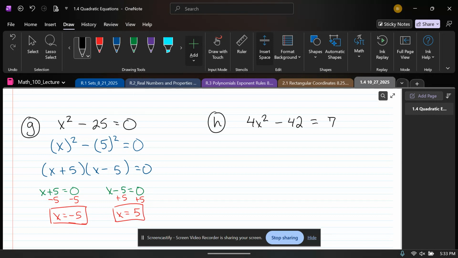Here's just a new one. 4x squared minus 42 is equal to 7. Yeah, get it equal to 0. That's kind of the idea of what we're going to try to solve by factoring. So get rid of that 7. So that's going to be 4x squared minus 49 is equal to 0.